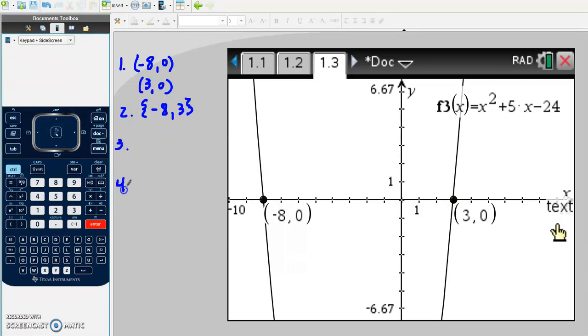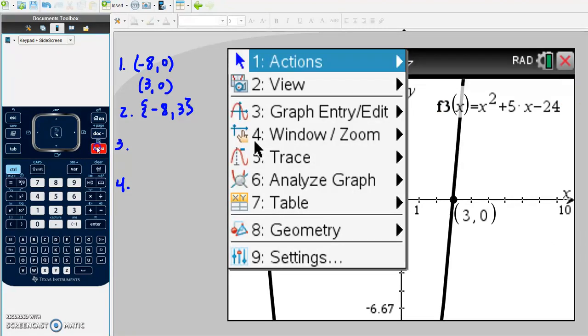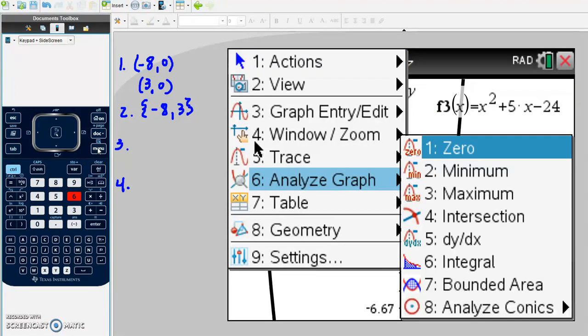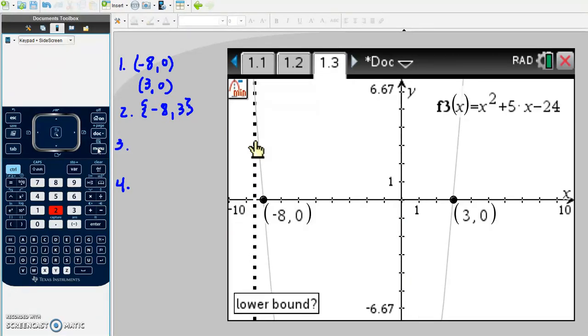We want the vertex now. Again, I'm going to let my calculator do all the work for me. So again, we're going to go to menu. Again, I'm going to go to 6. And this time, instead of the 0, I either need a minimum or a maximum. And so because my graph is opening up, that means I have a minimum. So I'm going to do number 2 for minimum.